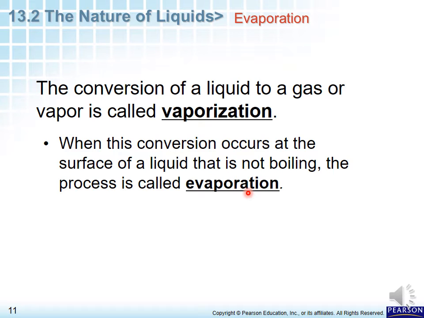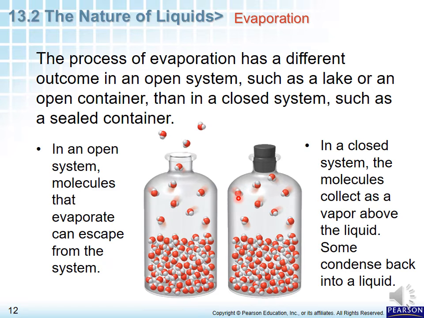So start with evaporation. What is evaporation? The escaping of particles from the surface of the liquid is called evaporation. Let's take this example, then you can understand easily. The process of evaporation has different outcomes in an open system, such as a lake or open container, than in a closed system, such as a sealed container. You can see here, as I told you, only from the surface. So escaping of the molecules from the surface of the liquid is called evaporation.